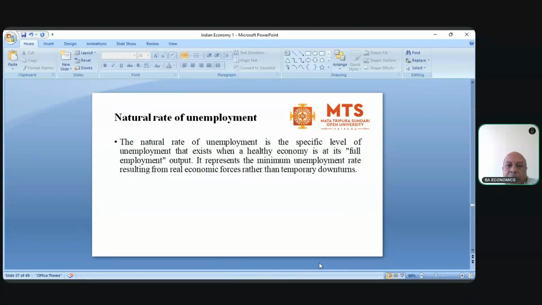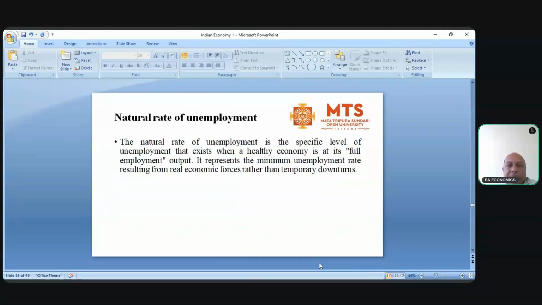So the natural rate of unemployment basically means the minimum rate of unemployment, basically 3 to 4% unemployment existing in society or in the economy. If such a rate of unemployment exists, we can say that full employment is achieved in the economy, and it always indicates a good economic condition of the country.